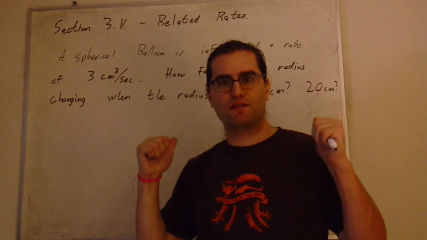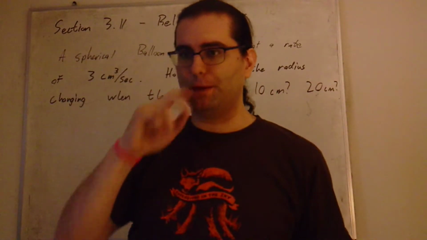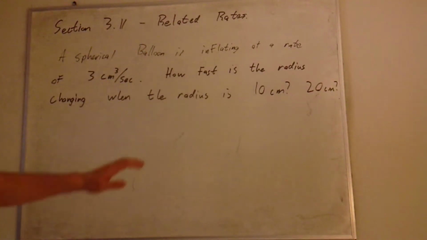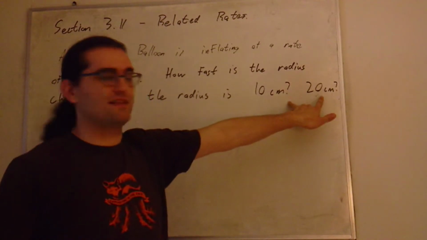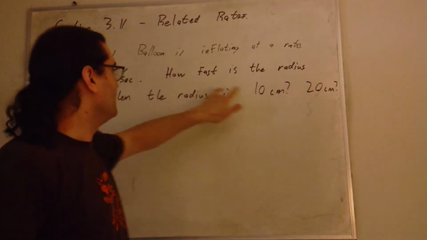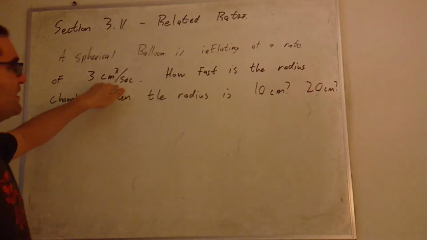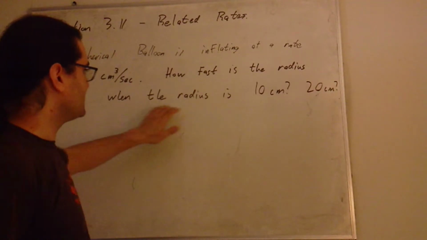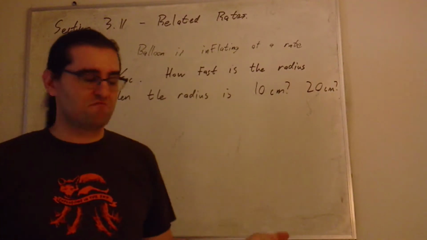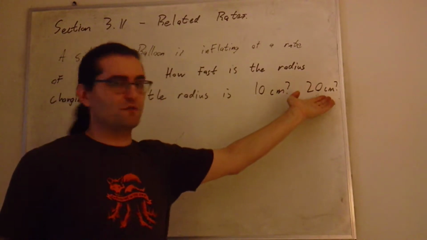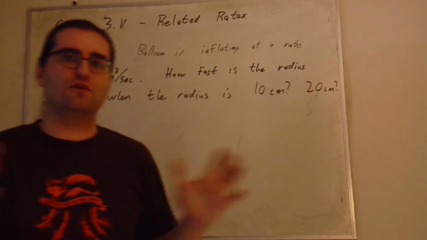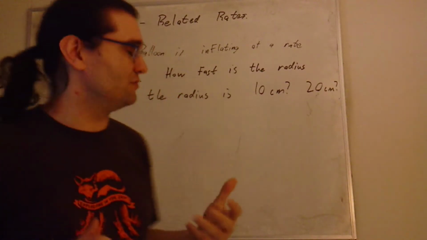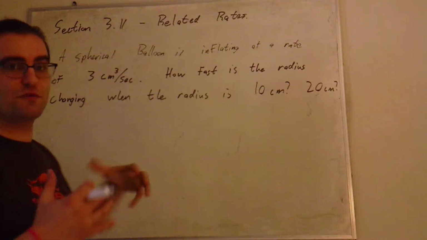The interesting thing about this question and the way that it's being posed right now is that most students will guess that these rates should be the same. If it's inflating at a constant rate, it's very easy to assume that the radius will also be changing at a constant rate. So however fast the radius is changing when it's 10 centimeters, you think should be how fast the radius is changing when it's 20 centimeters, or when it's 80, or when it's 100, or you think that this size shouldn't really matter. And that's not true. That is not how this situation works.